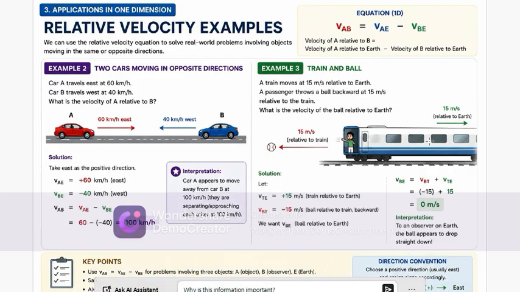What do we do in direction convention? Choose a positive direction, usually east, and assign signs accordingly. So west is going to be negative and east is going to be positive.